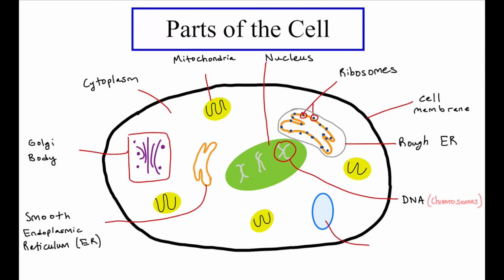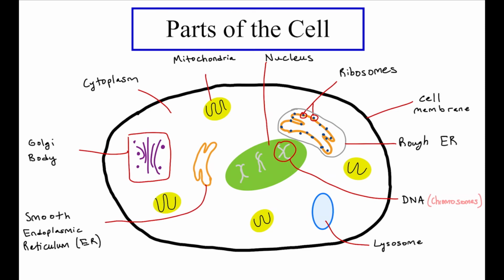And the last thing we're going to look at is this blue dot in the bottom right hand corner, and this is called the lysosome. And the lysosome is responsible for destroying things in the cell when it's done. So when the cell doesn't need proteins anymore, those will be sent to the lysosome and the lysosome will destroy them.